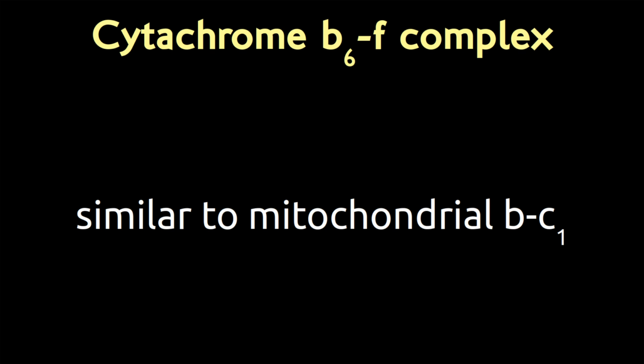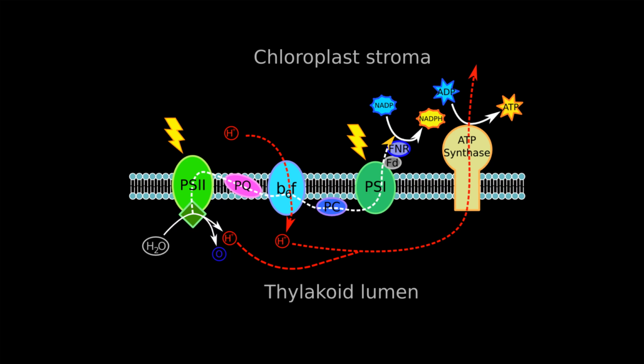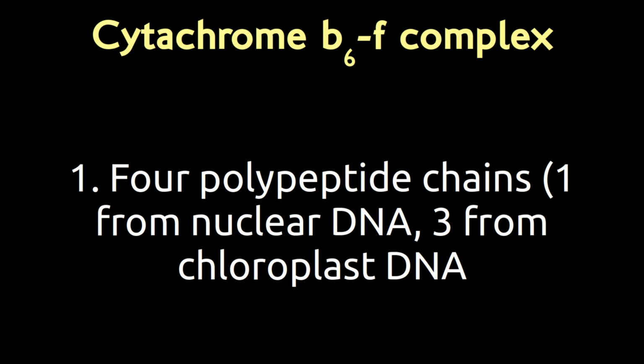That next component being cytochrome b6f, the cytochrome b6f complex. This is actually really similar to the cytochrome bc1 complex that we saw in the mitochondrial electron transport chain. It's doing a very similar thing. Again, we're sitting right here. So b6f is going to take electrons from plastoquinone, and toss them off to plastocyanin. And it has four polypeptide chains. One of them is from nuclear DNA. Three of them are from the chloroplast DNA. So the majority of this is made natively by the chloroplast, but not all of it.